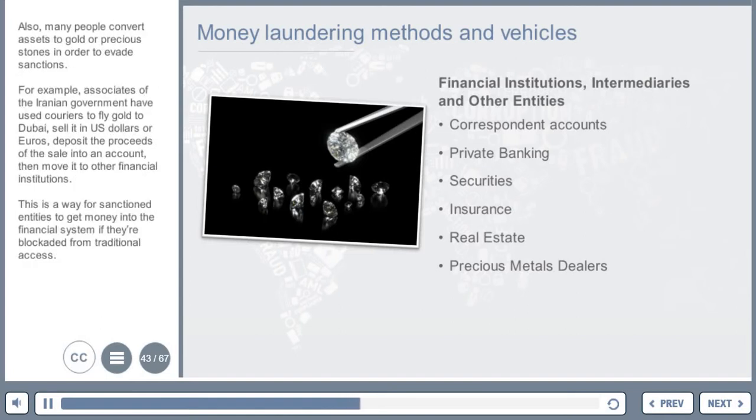Also, many people convert assets to gold or precious stones in order to evade sanctions. For example, associates of the Iranian government have used couriers to fly gold to Dubai, sell it in US dollars or euros, deposit the proceeds of the sale into an account, then move it to other financial institutions. This is a way for sanctioned entities to get money into the financial system if they're blockaded from traditional access.